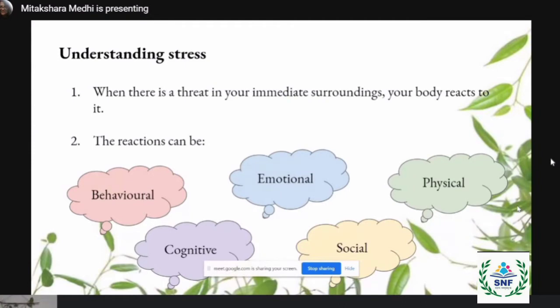And would anyone like to go and think about their stress and classify the reactions into one of these 5 categories? It's totally fine if you're not comfortable, but just let me know. So think about the time that you were stressed. Think about how your body reacted to it, and what would you classify that reaction under? Behavioral, emotional, physical, cognitive, or social? Any takers here?